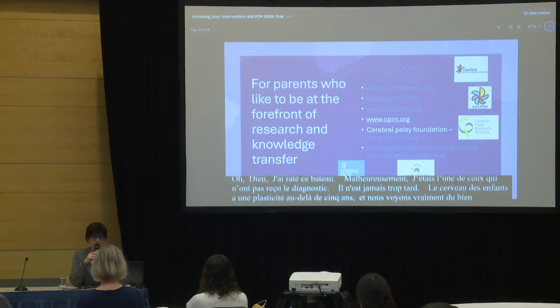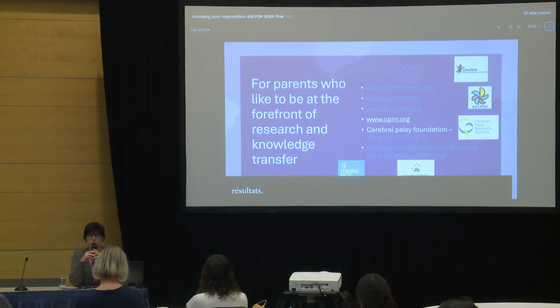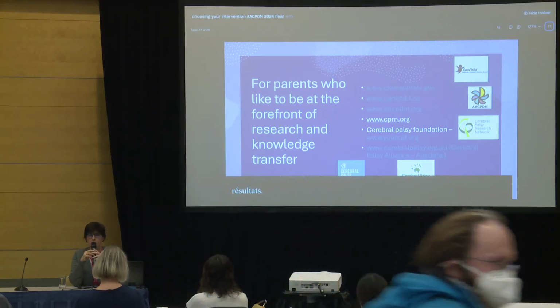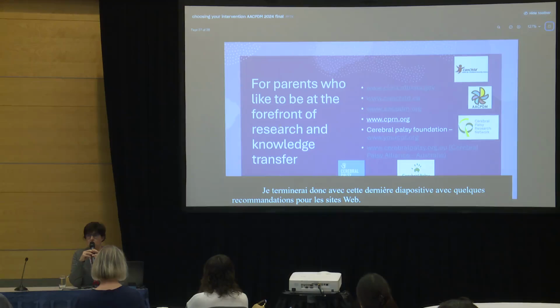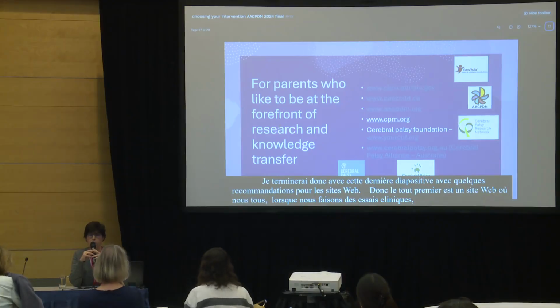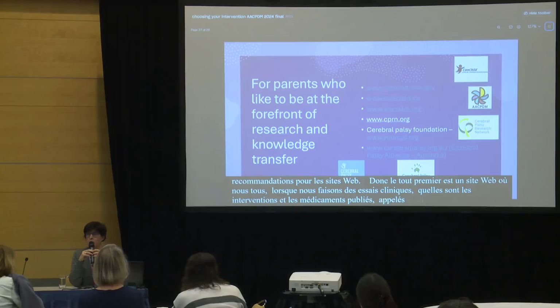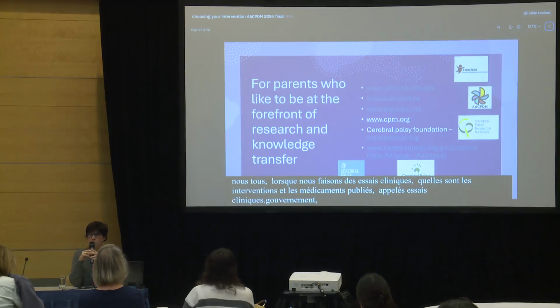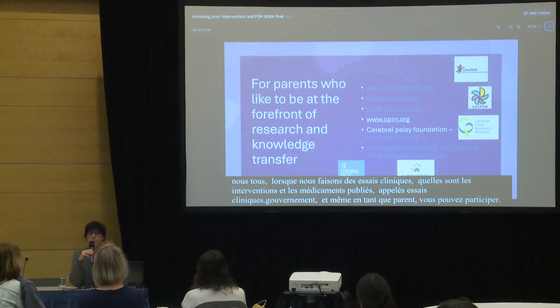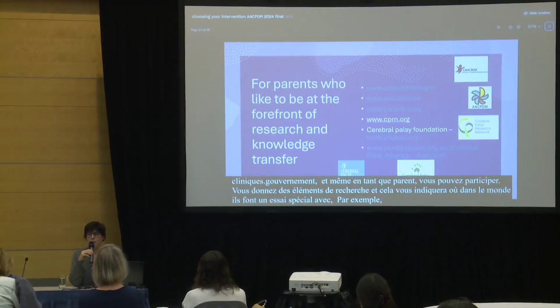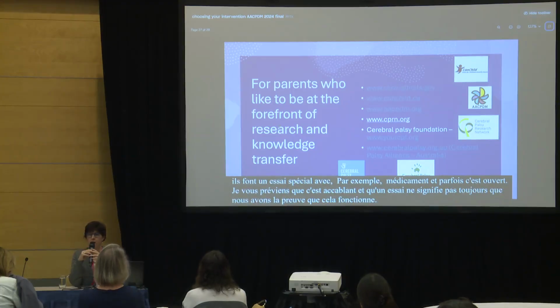So I'll end with that last slide with a few recommendations for websites. The very first one is a website where all of us, when we do clinical trials, which are interventions and medications, publish. It's called clinicaltrials.gov. Even as a parent, you can enter search items, and then it will give you where in the world they're doing a special trial with, for example, a medication, and sometimes it's open. I will warn you, it's overwhelming, and doing a trial doesn't always mean that we have the evidence that it's working. So I would highly recommend when you find those, bring it back to your healthcare providers and discuss it.